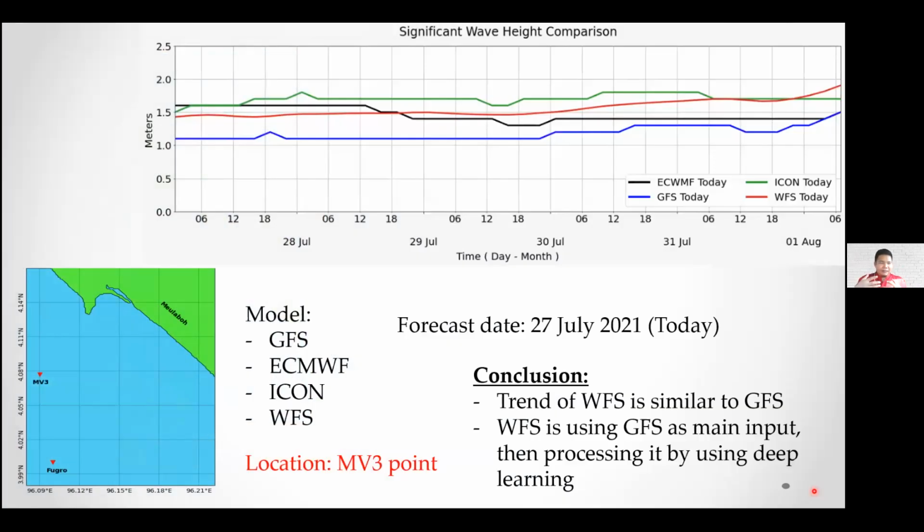Of course, it needs some validation. And then we compare it with some other models. This is GFS, from the US, and then ECMWF from the European Union, and then ICON is from Germany, and then this one is ours, WFS.